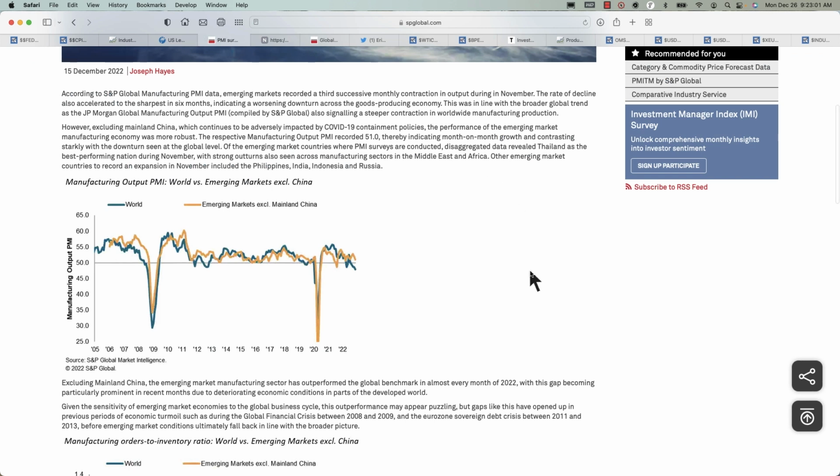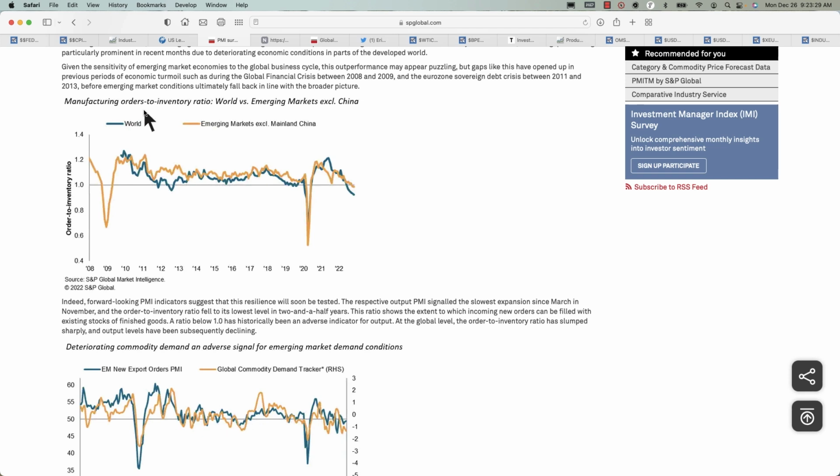When we go look at the Purchasing Managers Index, so this is purchasing managers looking forward, telling what they've done and then their expectations for the next quarter. Here you are, manufacturing output. The world is starting to go below this 50% level. So this is pretty worrying, and emerging markets are still holding up. They've actually gone sideways.